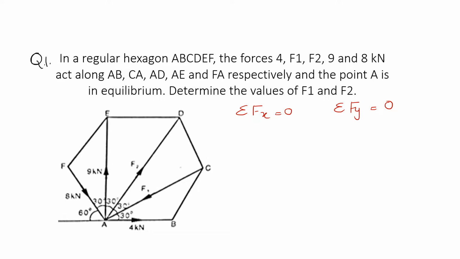ഇനി ഫോഴ്സസ് ഇവിടെ നമുക്ക് ഓൾറെഡി 5 ഫോഴ്സസ് ആണ് ഗിവൺ, 5 ഫോഴ്സസ് ഉണ്ട്. സോ അതിൽ 2 അൺനോൺസ് ആണ്. F1 ആൻഡ് F2ൻ്റെ വാല്യൂസ് ആണ് ഡിറ്റർമൈൻ ചെയ്യേണ്ടത്.